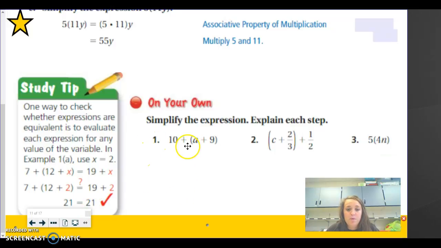Okay, for problem number 1, you should have ended up with the answer of 19 plus a. First you can switch a and 9, and then you can group the 10 and the 9. For answer number 2, you should end up with c plus 1 and 1/6. And for answer number 3, you should end up with 20n. That is as simplified as all three of those expressions can get.